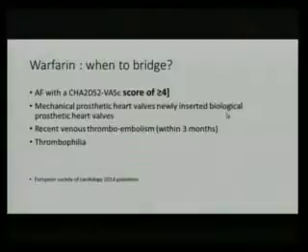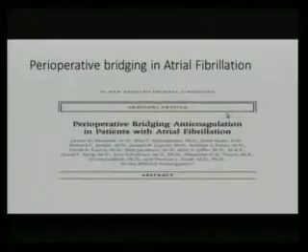ACC-AHA is not very pro or against. Now, this was published in 2014. There was one study that came after 2015. I'll just go briefly over this. This was basically to address: a patient with AFib.